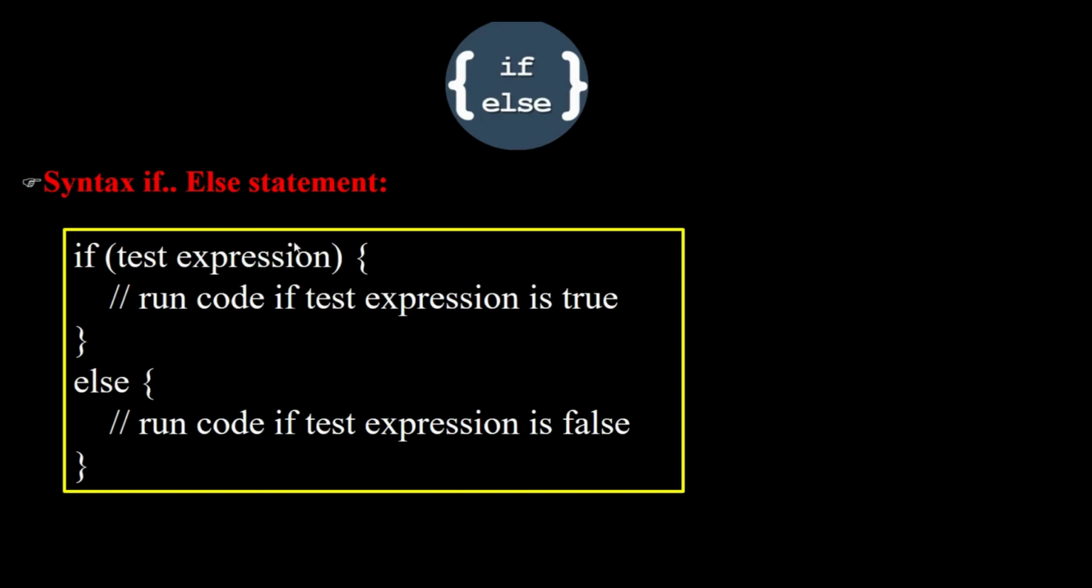So how does the if-else statement work? If the test expression is evaluated to true, the statement inside the curly braces of the if will be executed and the statement inside the else will not be executed. If the test expression is evaluated to false, the statement inside the body of else will be executed, and the statement inside the body of if will not be executed. So let's try the syntax by code.